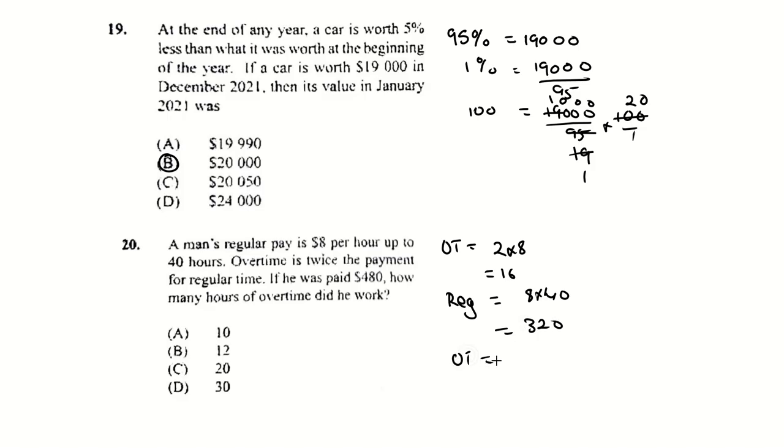So his overtime wage is 480 minus 320, which is 160. So the number of hours of overtime is how much overtime he's earning, 160, divided by 16, which equals 10. So 10 hours of overtime would be the answer. And that is the end of May, June 2023.